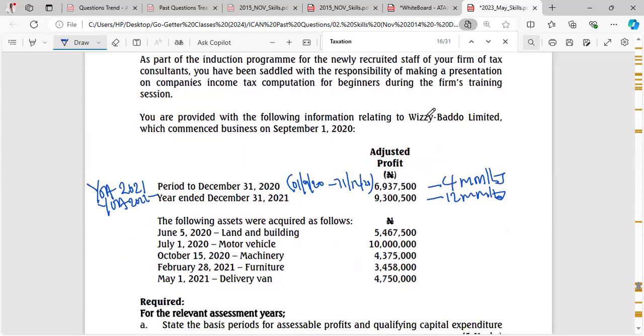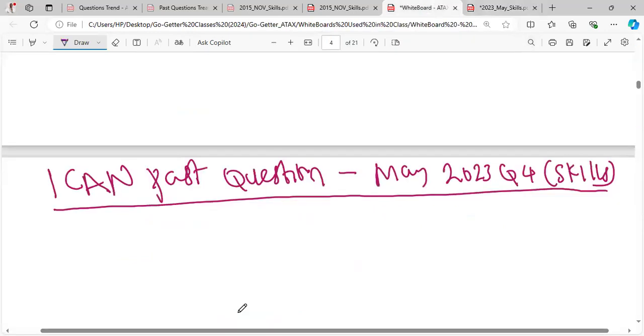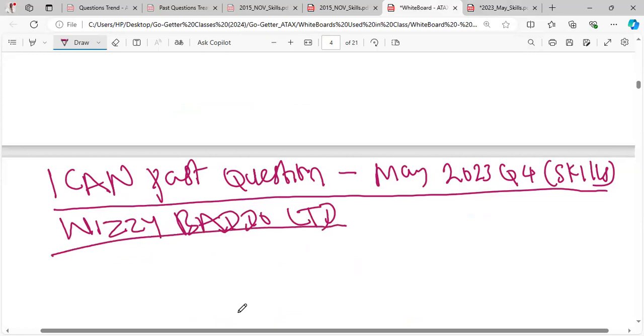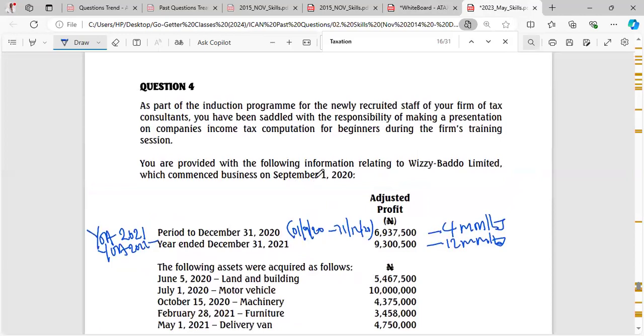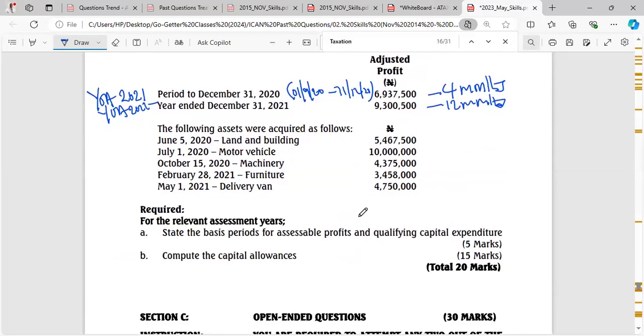So this is Wheezy Bado Limited. So I'll come here. Wheezy Bado Limited. Maybe they want to join Whiskey and Olamide, I don't know. All right, it commenced business September 1. And the question here is basis period for assessable profits and qualifying capital expenditure.